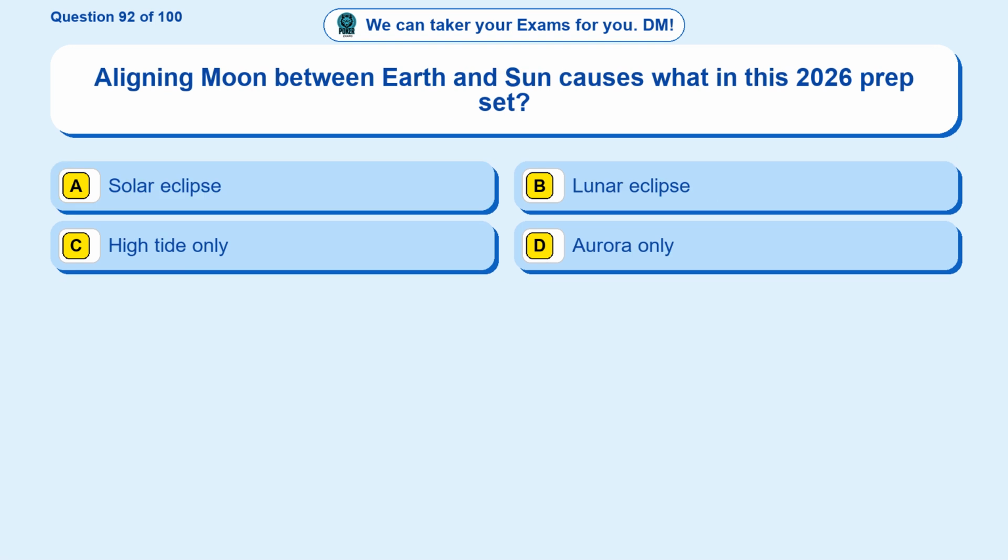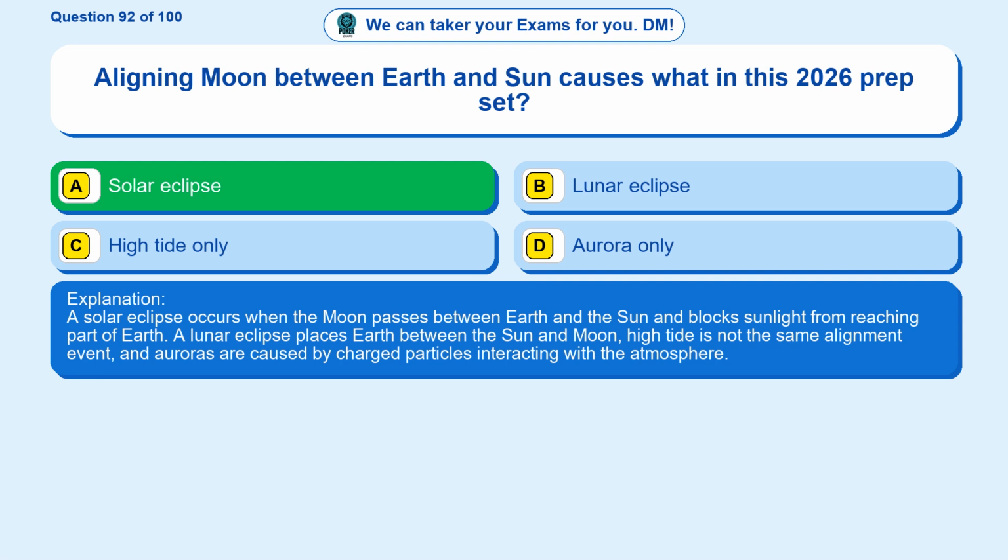Question 92. Aligning moon between Earth and Sun causes what in this 2026 prep set? Option A, solar eclipse. Option B, lunar eclipse. Option C, high tide only. Option D, aurora only. The correct answer is option A. Solar eclipse. A solar eclipse occurs when the moon passes between Earth and the Sun and blocks sunlight from reaching part of Earth. A lunar eclipse places Earth between the Sun and Moon, high tide is not the same alignment event, and auroras are caused by charged particles interacting with the atmosphere.